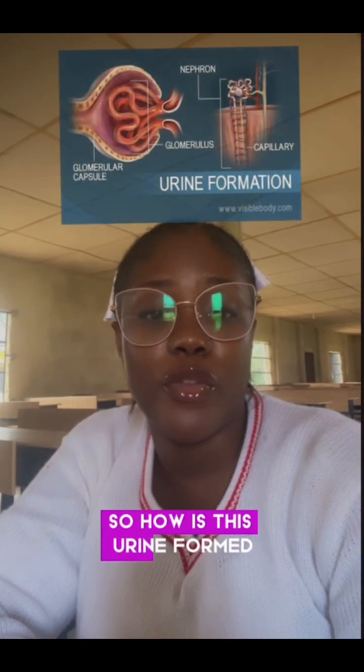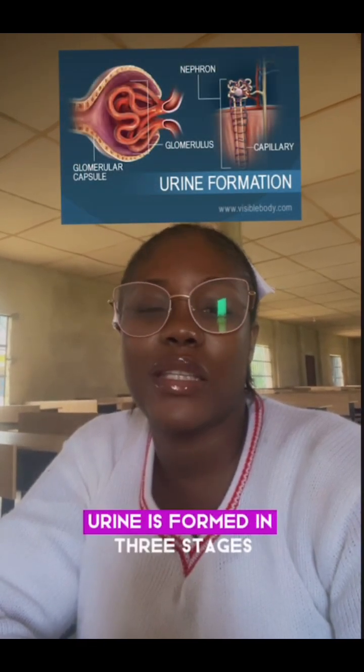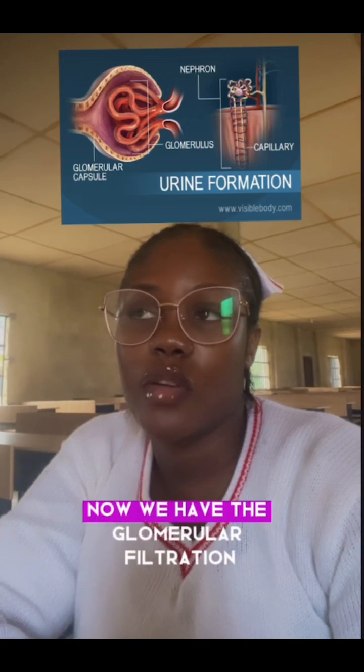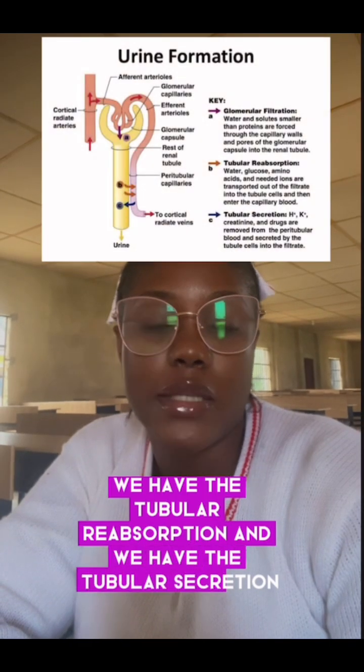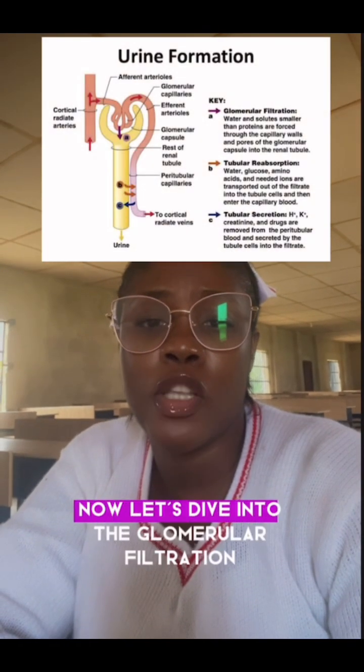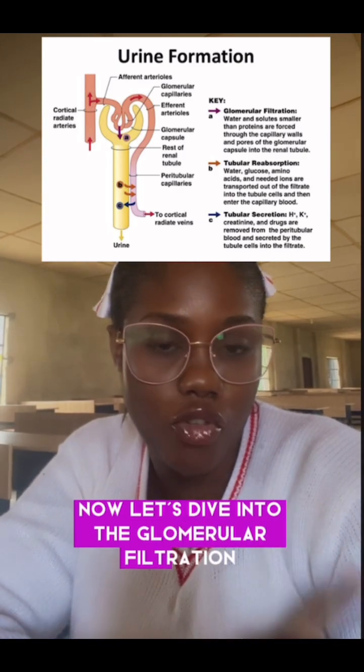So how is urine formed? Urine is formed in three stages. We have the glomerular filtration, the tubular reabsorption, and the tubular secretion. Now let's dive into the glomerular filtration.